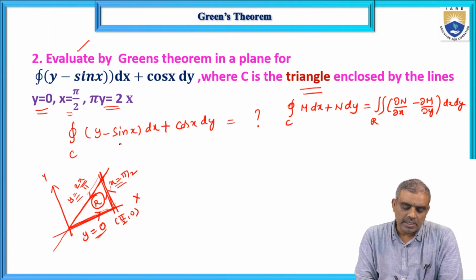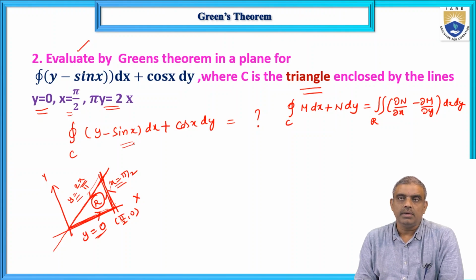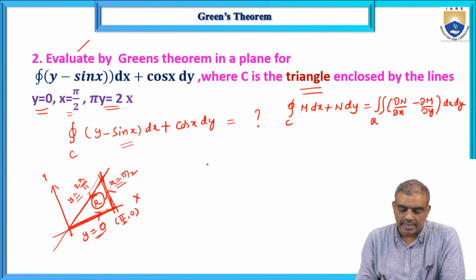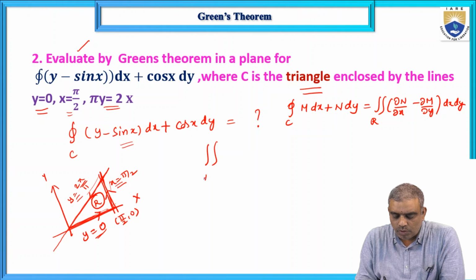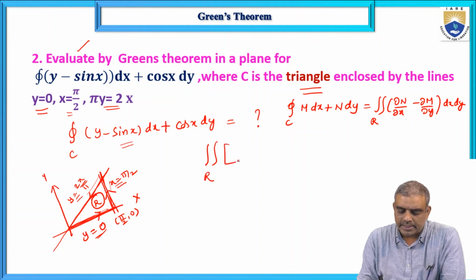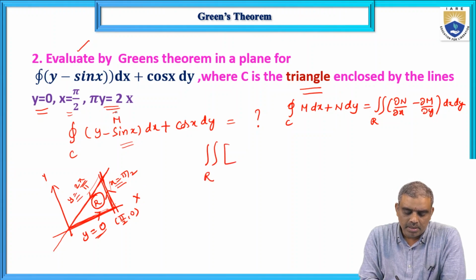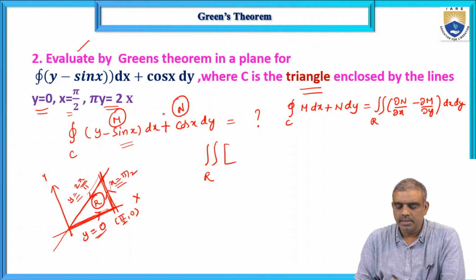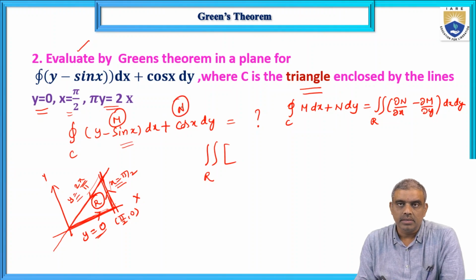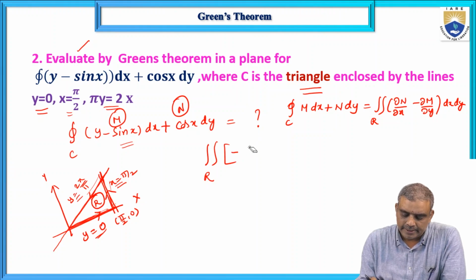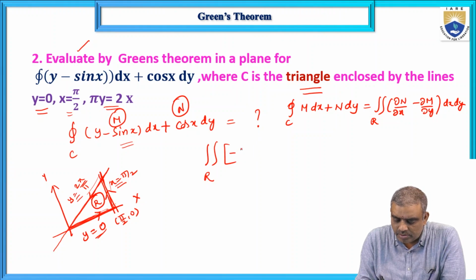So instead of using the line integral, I am using the double integral by Green's theorem. That is the integral over R of ∂N/∂x minus ∂M/∂y, where M is given and N is equal to cos x. What is ∂N/∂x? The derivative of cos x is minus sin x.